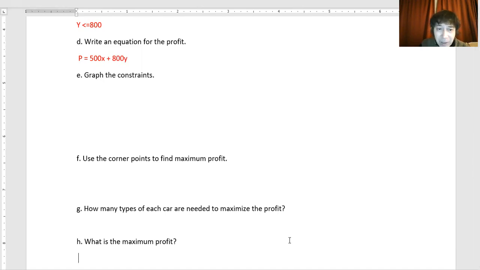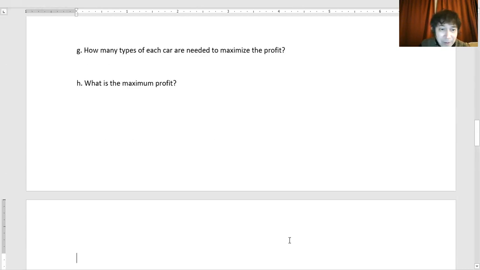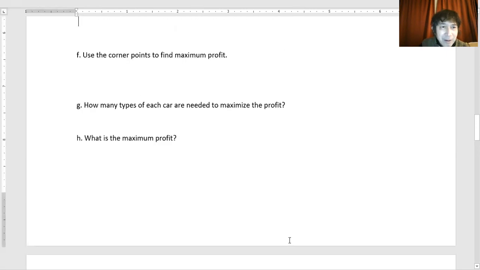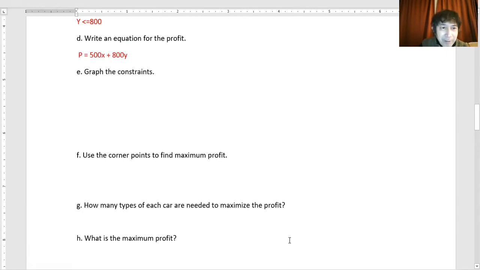Okay, and how many of these cars for each type? So that goes to our letter G. And then letter H, what is the maximum profit? Okay, all right. So I think that will be it.